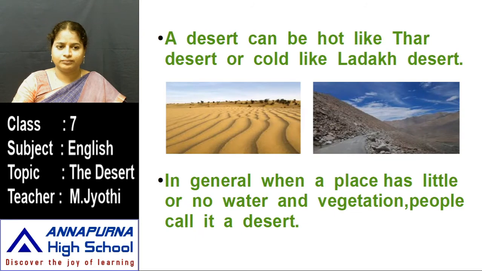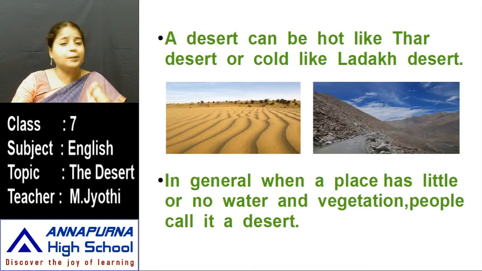Say desert can be hot. We can see a hot desert. What is a hot desert, children? Do you know which desert is very hot? Thar desert is very hot. In the first picture I showed you, this is called Thar desert. Then which desert is very cold? Yes, Ladakh desert is very cold.